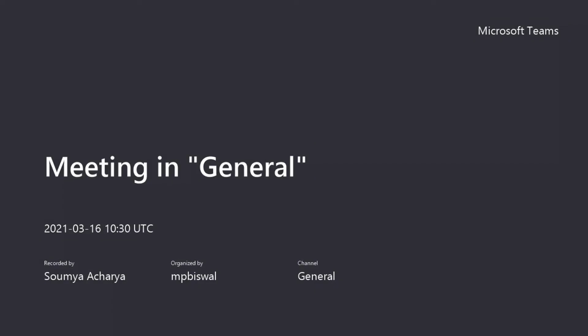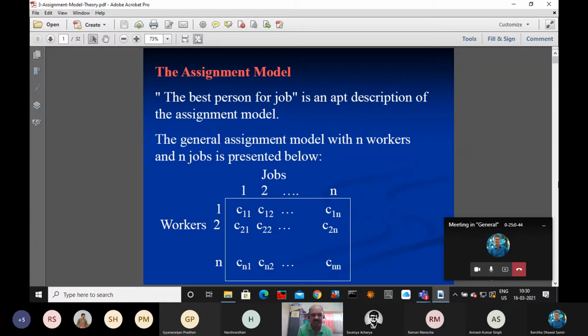This assignment model is very similar to the transportation model, but there are some restrictions. What is the restriction? Let me explain the restriction first. Earlier, the transportation matrix that was given is not square. It is a rectangular type matrix, with m number of rows and n number of columns.